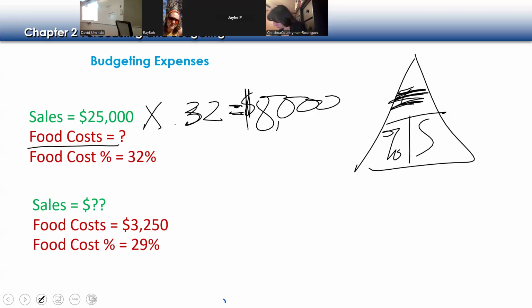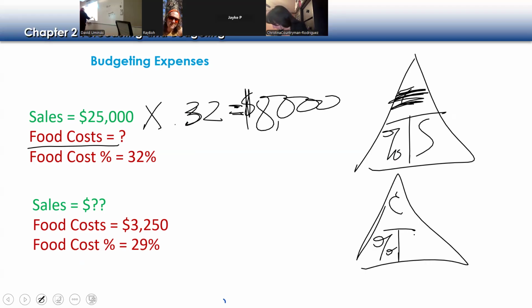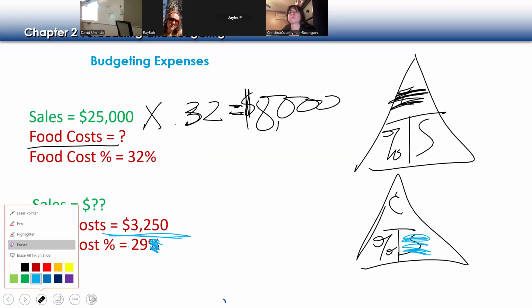And now if I'm looking for sales, cost, percent, sales. If I'm looking for sales, I'm going to cover that up. And what's left over? Cost divided by percentage. I'm just going to go ahead and take away that percentage sign and add that decimal. So what is $3,250 divided by 0.29?